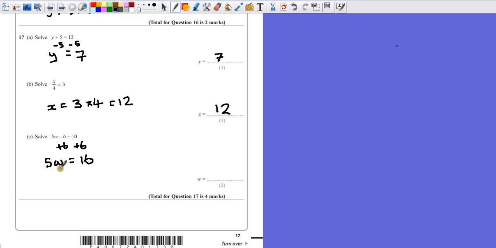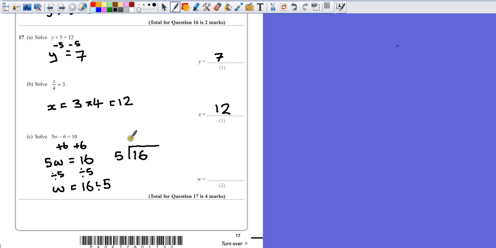But if I've got 5 w's and I only want 1 w, I'm going to have to divide by 5 to leave me with 1 w. If I do the same on this side to keep the whole equation balanced, I'm going to have 16 divided by 5. A quick way to do that would be to double it and then divide it by 10, or very quickly you can do a bus stop in the space left over.